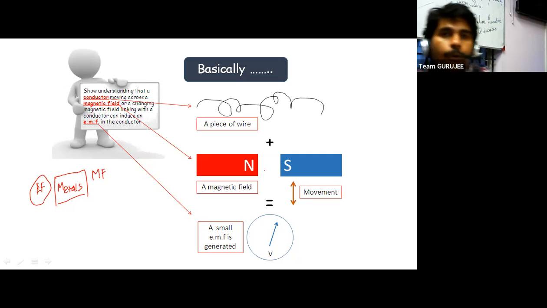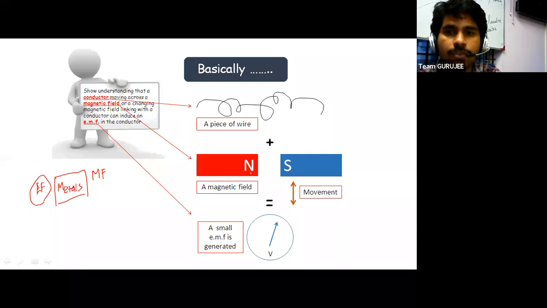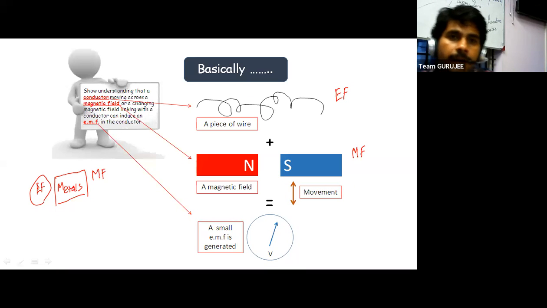The next one is we have to take a bar magnet. Already you know about different types of magnets, like a round magnet, a horseshoe magnet, an electromagnet. A bar magnet, just see the picture, contains two poles, north pole and south pole. The bar magnet produces a magnetic field. From the piece of wire, an electric field is created, and by using the bar magnet, a magnetic field is created. Is it clear?